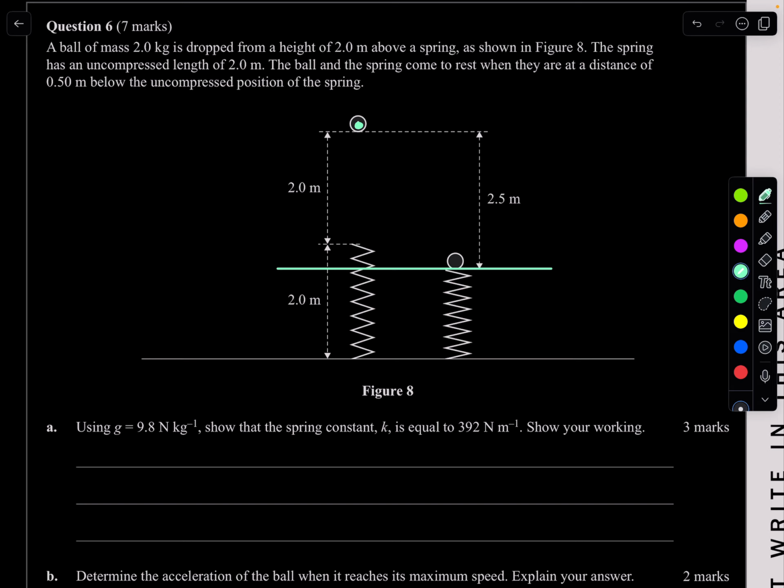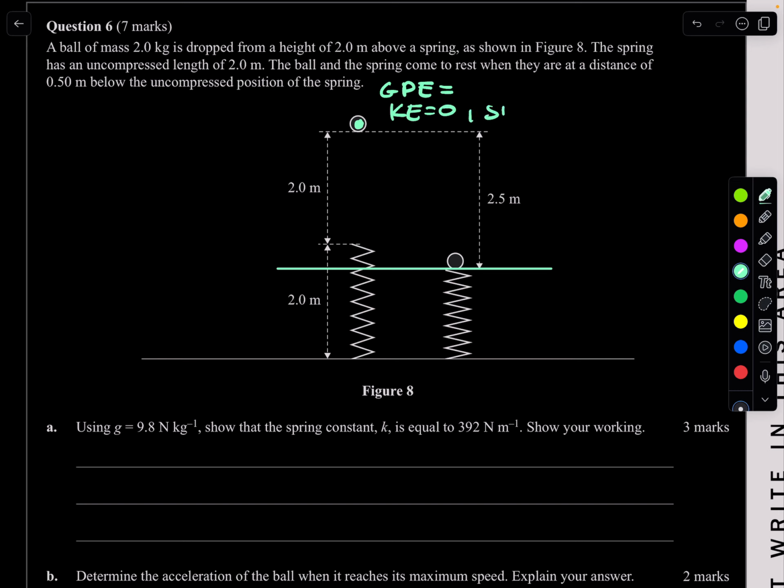Imagine the ball is at the top here. Of course it has gravitational potential energy because it is at some height, which in this case is 2.5. We don't have kinetic energy because it is at rest. Imagine someone holding it before he throws it. There's no velocity, so kinetic energy is 0.